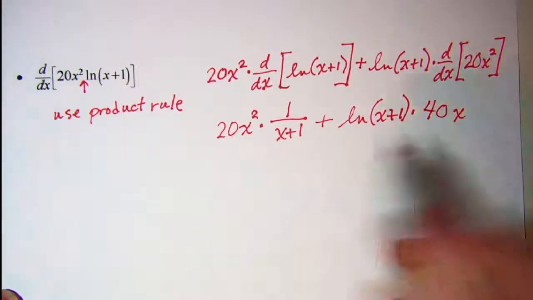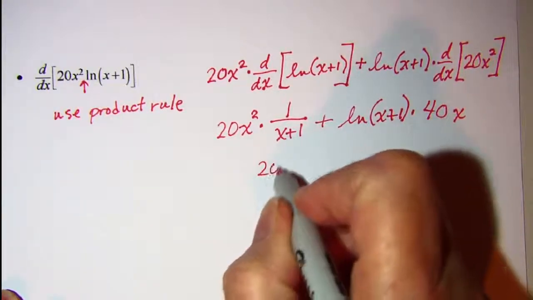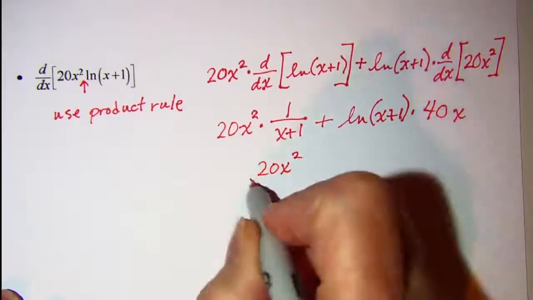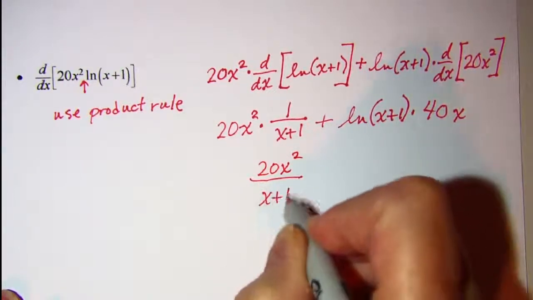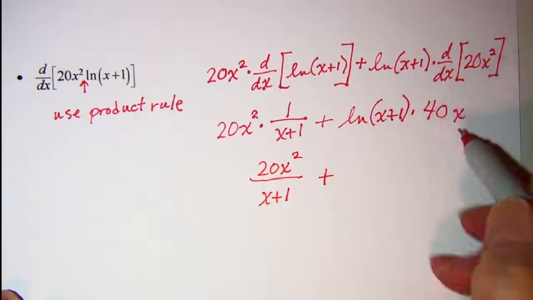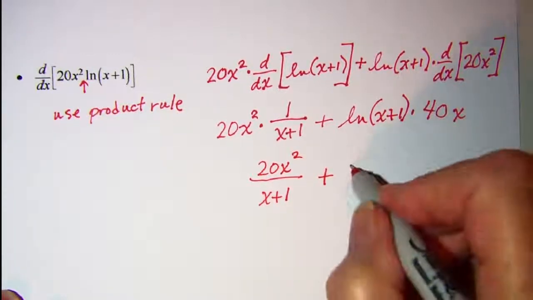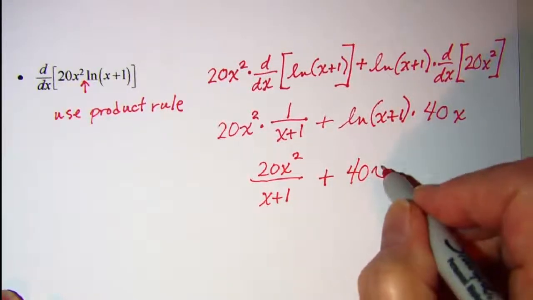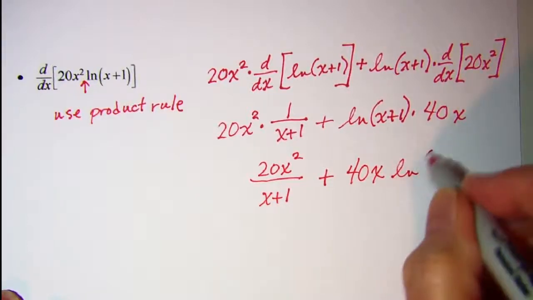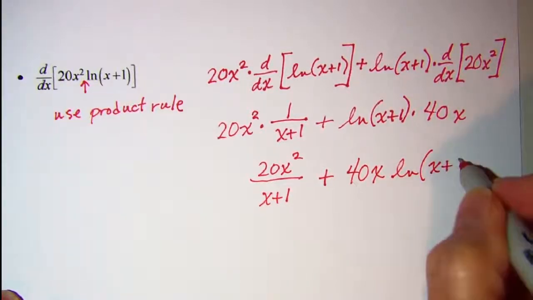This first term is 20x squared over x plus 1, and the second one is 40x ln x plus 1.